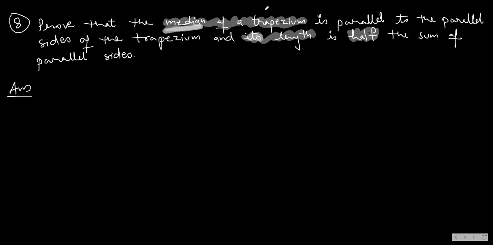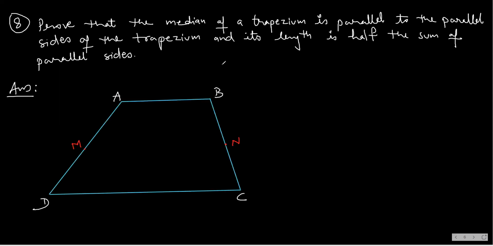So for that I will first have to tell you the meaning of median of a trapezium. You all know what is a trapezium. You need to now understand what is the median of a trapezium. So I will show you a trapezium. Look at this. I have a trapezium here, ABCD, and the 2 parallel sides are AB and DC.